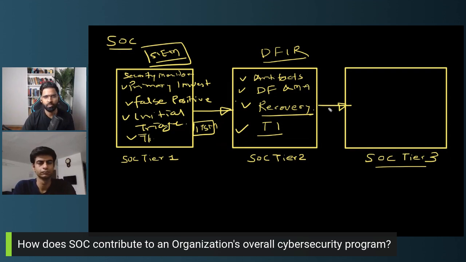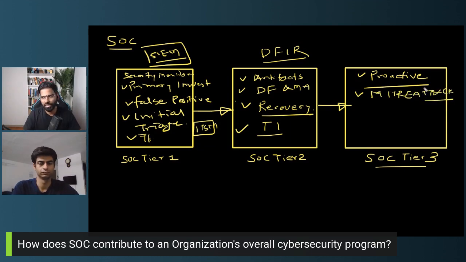And now the SOC tier three team is very different. They are responsible for threat hunting. And when I say threat hunting, they do proactive threat hunting with an assumption that the organization has already been compromised. Okay, so they use multiple hypotheses. One of the very popular hypotheses is by using the MITRE ATT&CK framework. Okay, it's a very, very popular framework. If you want to know much more detail about the MITRE ATT&CK framework, then I'll mention the link in the description. You should definitely watch that video.